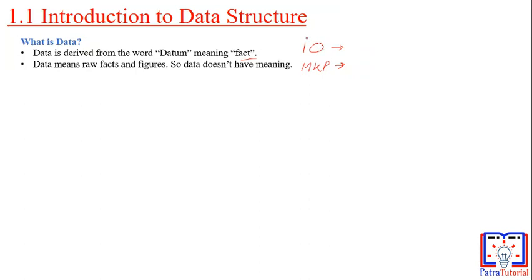But instead of writing like this, if I write like 10 is my room number, and instead of this, if I write like MKP is my name, okay? And if I ask you what is 10 now, what will be your answer? This is your room number, right? And if I ask what is this now, you can easily say this is my name, okay?